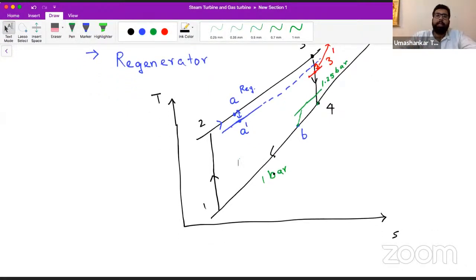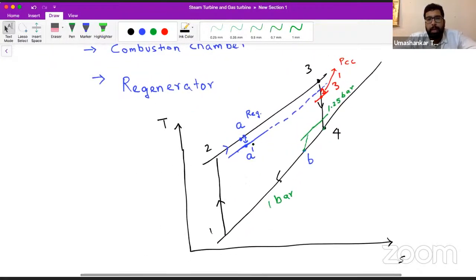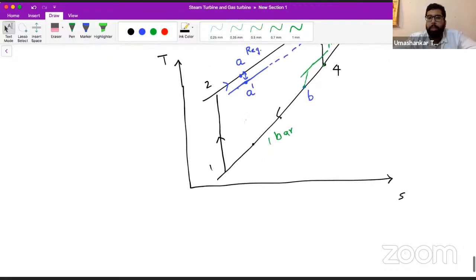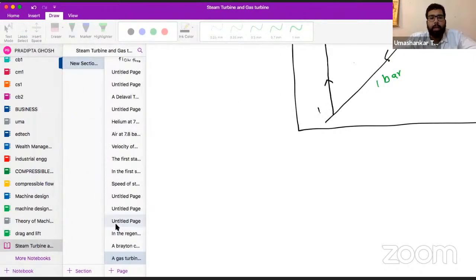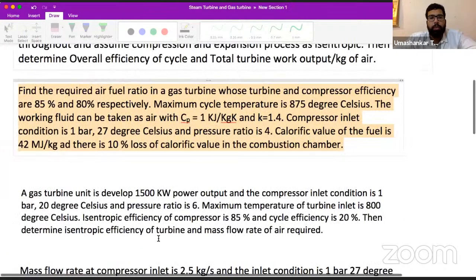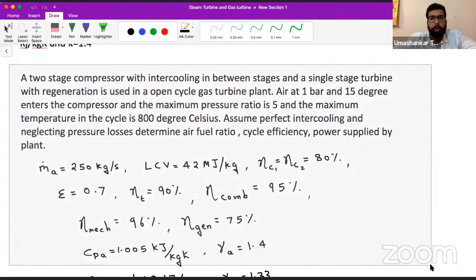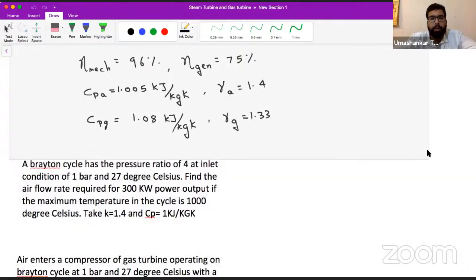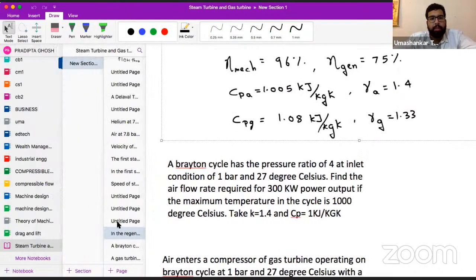So simply, if there are pressure losses, your specific work output in the turbine will certainly decrease. But generally in calculations we avoid it. We usually avoid it. So here is a question that I want you to solve. This will be the last question we are going to solve. I have written some data for it.